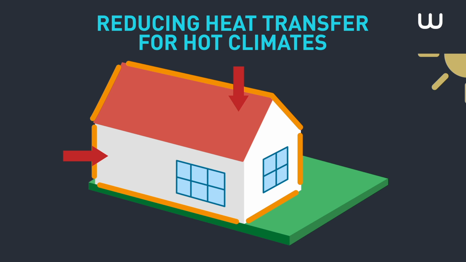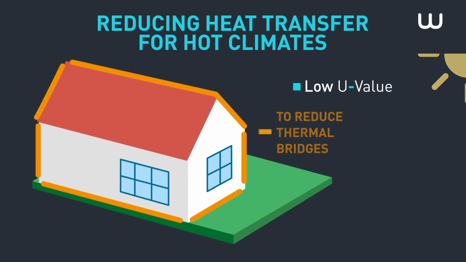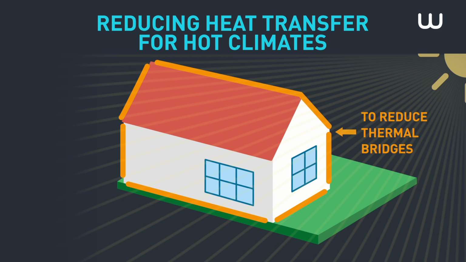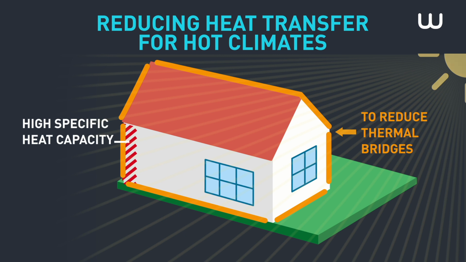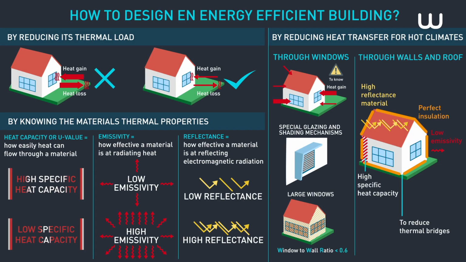In order to do this, we should build with materials that have a low U value and reduce the number of thermal bridges. Thermal bridges are locations where heat can be conducted to other building components. In addition, in hot climates, we should build with materials that have a high specific heat capacity and low emissivity. The roof should also be made of a high reflectance material. All of these considerations will help to reduce the thermal load of the building and make it more energy efficient.